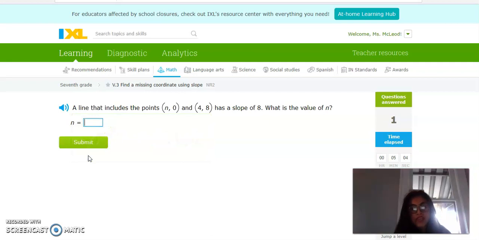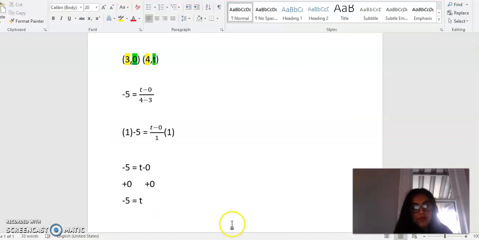And there we go. We're going to be using the same strategy for the next skill, and I'm going to model it for you again. So I'm going to go ahead and erase this work.